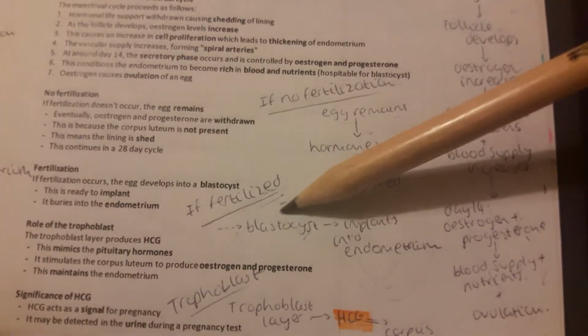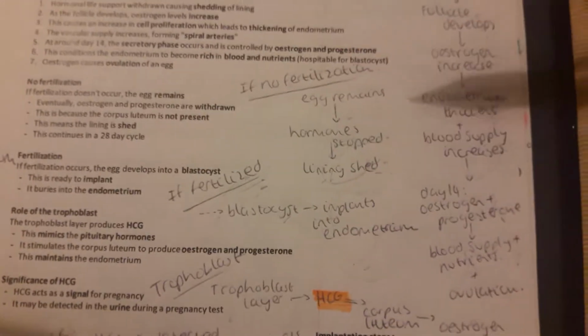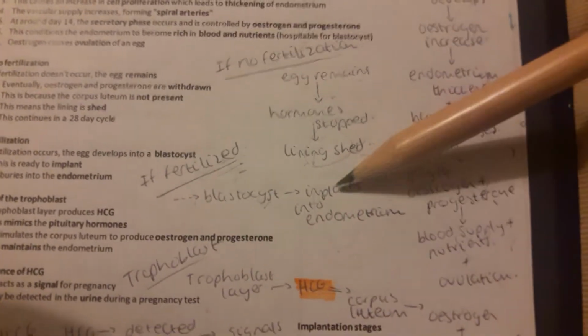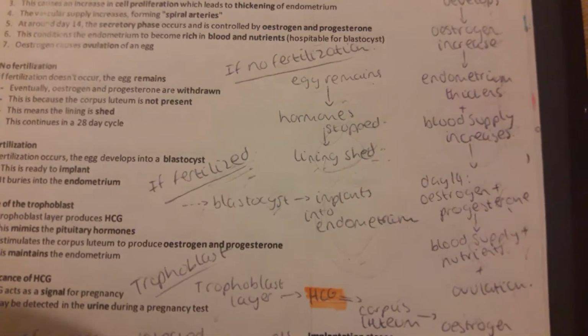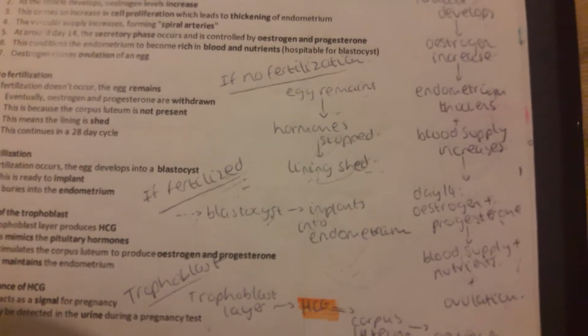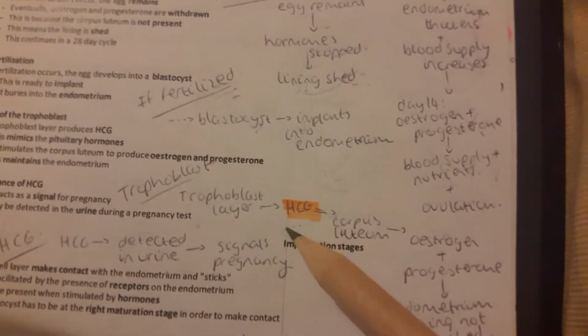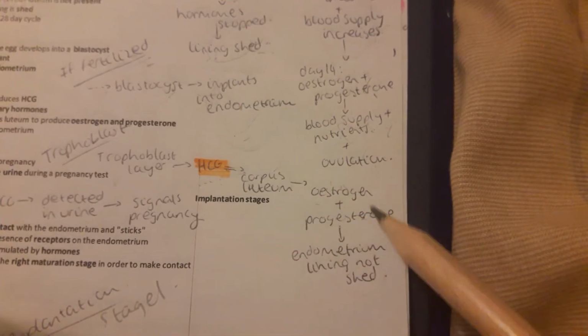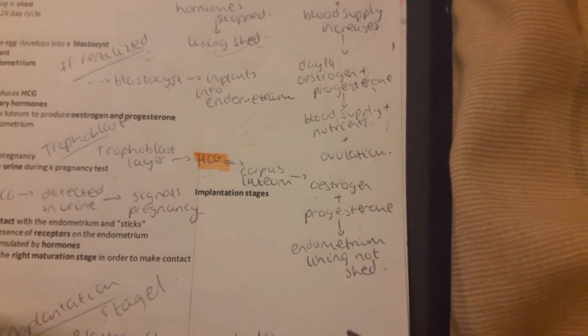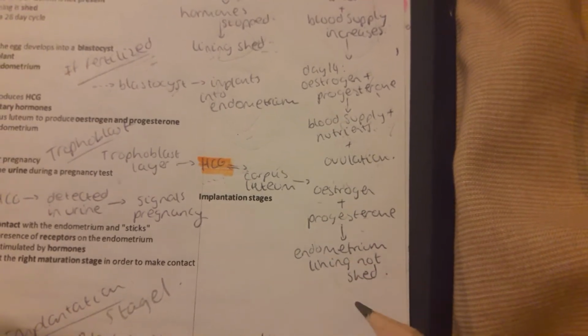However, if the egg is fertilized and it forms a blastocyst with a trophoblast and embryoblast, then it will implant into the endometrium and the menstrual cycle won't happen. And the way this works is that the trophoblast layer produces HCG, human chorionic gonadotrophin, which stimulates the corpus luteum of the ovaries to produce estrogen and progesterone, preventing the endometrium lining from being shed.